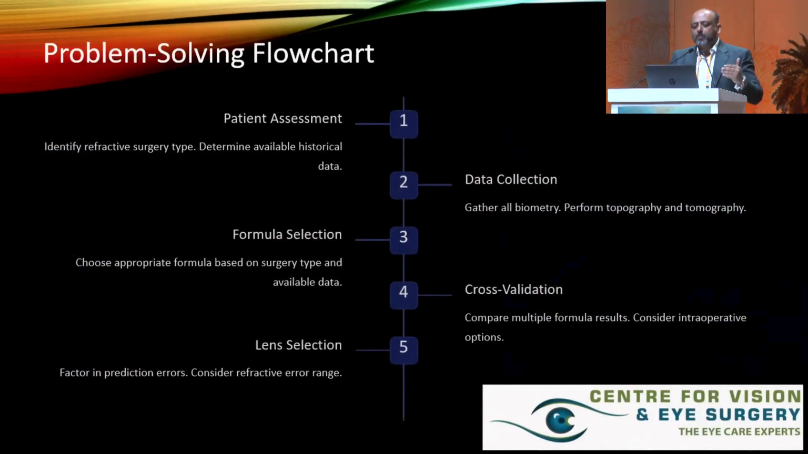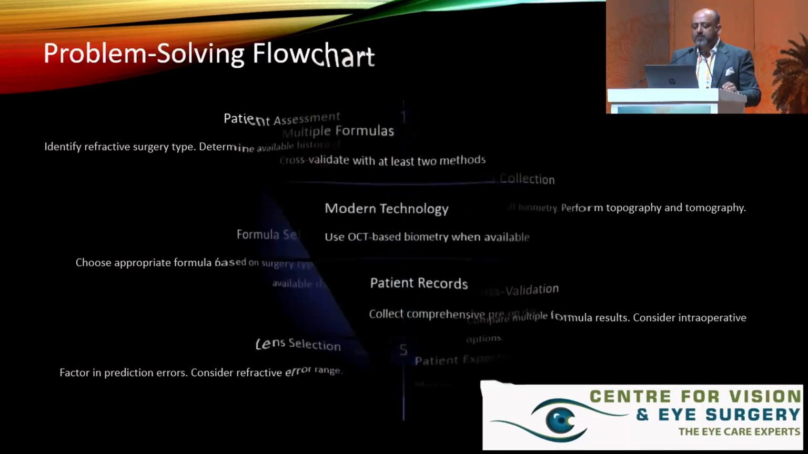When you have a problem, the flowchart which we use is: you have a patient assessment, you collect the data, you look at the formula selection, you try and compare across multiple formulas, and if you have access, multiple machines, and then you select the lens. You need to always give a 1 in 10 chance that you may not be in the perfect range.